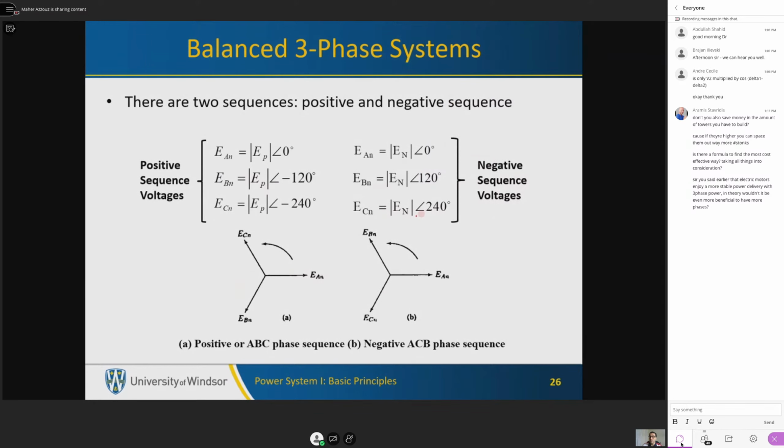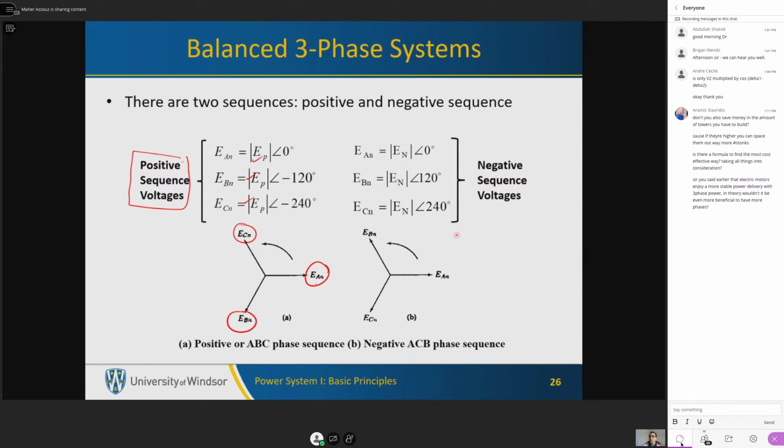Now let's look at the voltage in the phasor domain. So this is phase A, B, and C. And as you can see, they have the same magnitude and are shifted by 120 degrees. We call this sequence A, then B, then C. We call it the positive sequence.